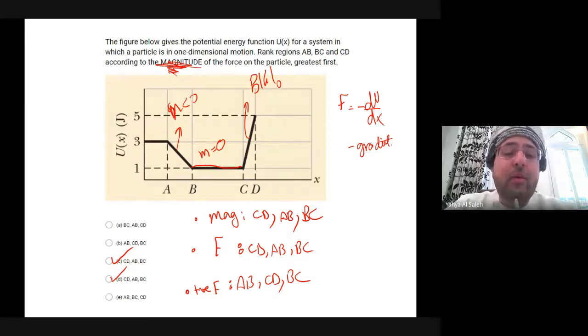Well, no. Area would be integrating. We are differentiating.